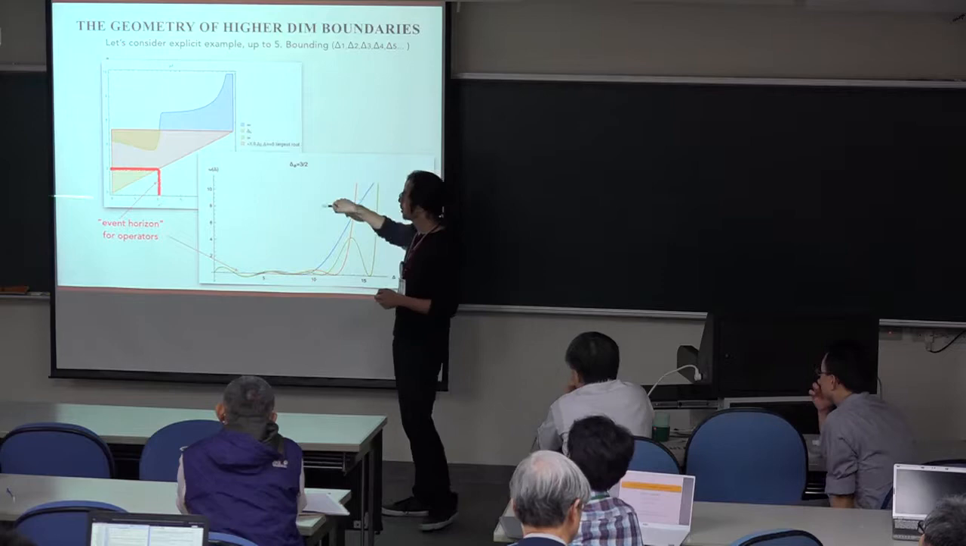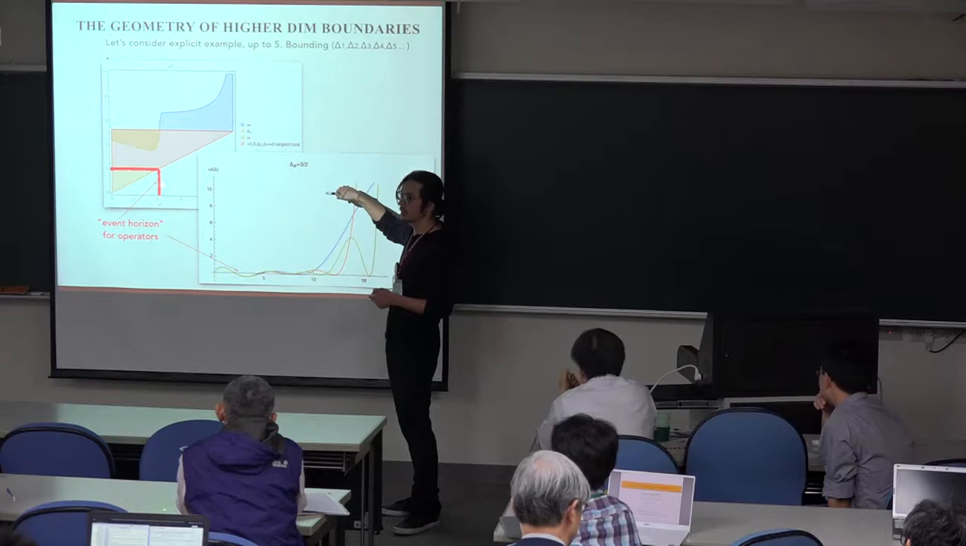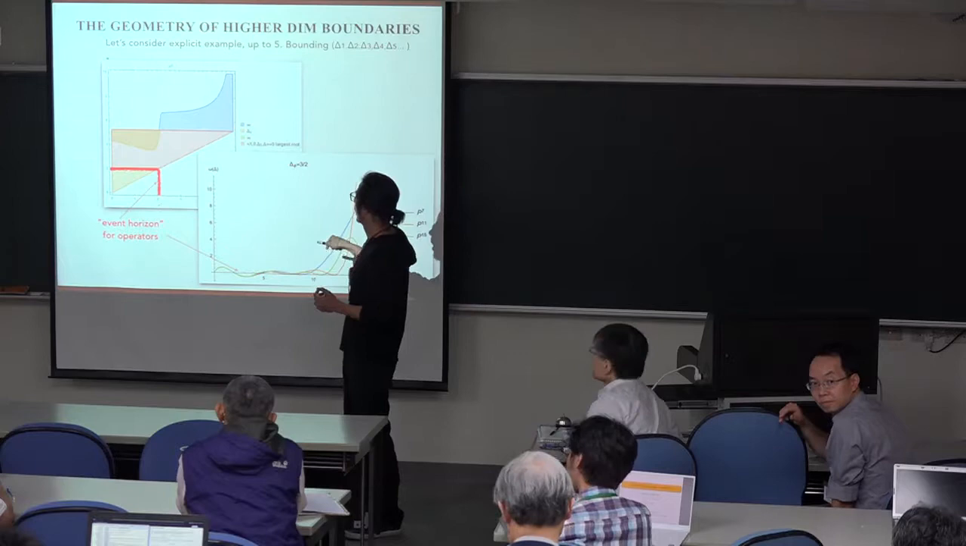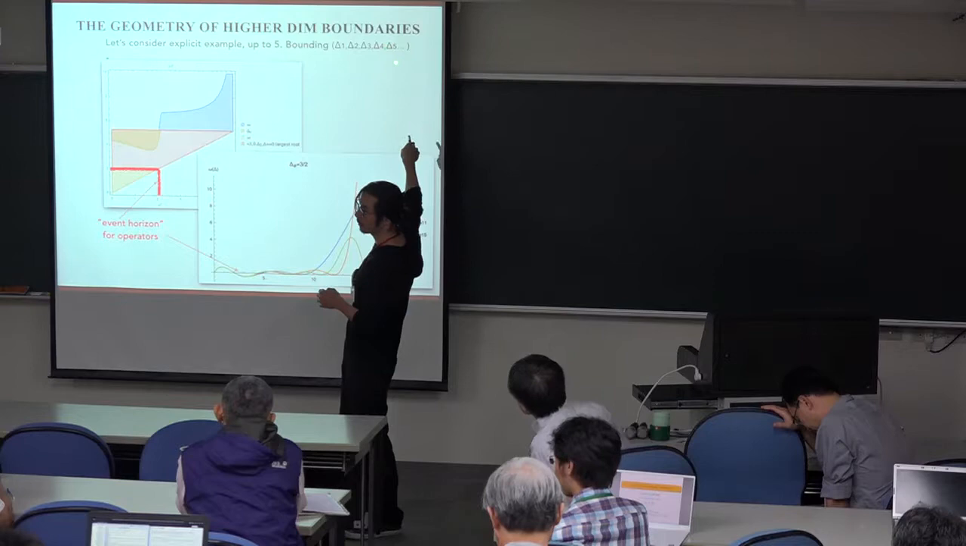So any operator that falls into this event horizon is no longer participating in forming the simplex, and it has nothing to do with the simplex that's intersecting the zero. And therefore, the full picture in delta 1, delta 2, delta 3, delta 4, delta 5 space is very interesting.